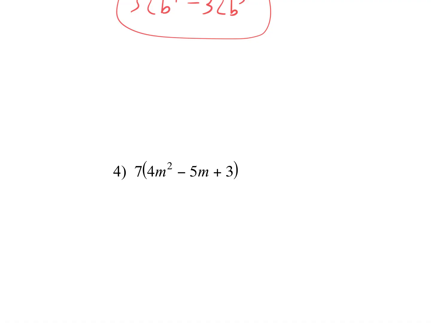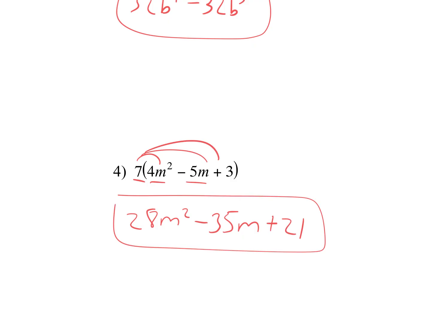All right, what about this one? This one's just a number. This is a case where nothing changes to your variables. There's no variable to multiply it with. When I distribute 7, what's my first term? 28m squared. The next one, if I distribute to the next one, 7 times negative 5m, should get you negative 35m. And then 7 times 3 should just get you 21. All right, not bad.